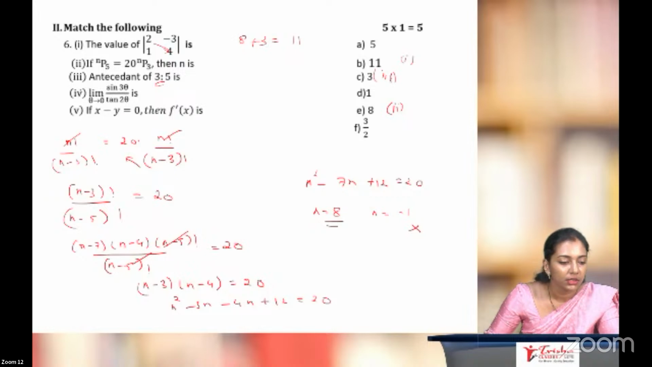Next, limit theta tending to 0, sine 3 theta by tan 2 theta. So how can you simplify this? It is of the form limit theta tends to 0, sine theta by theta. So this form you need to get so that you can apply the value 1. You need to divide and multiply by 3 theta here, and again divide and multiply by 2 theta here. I hope you have noted down. I will just delete these.